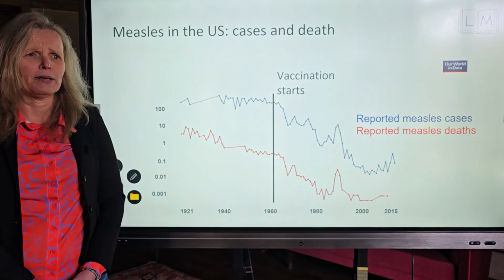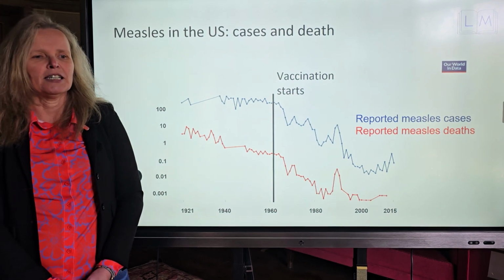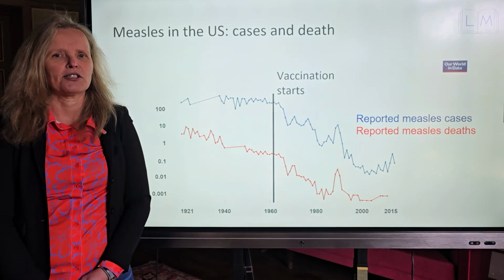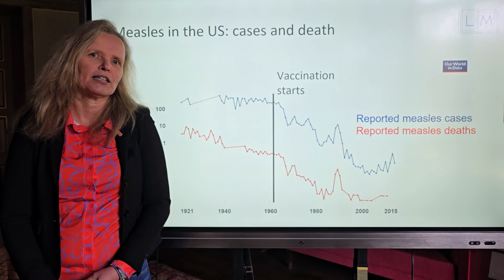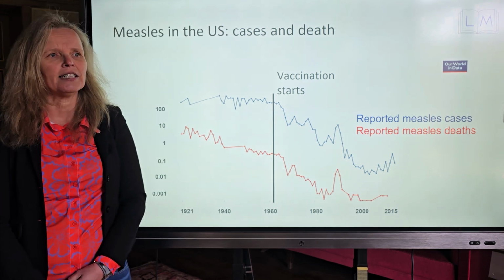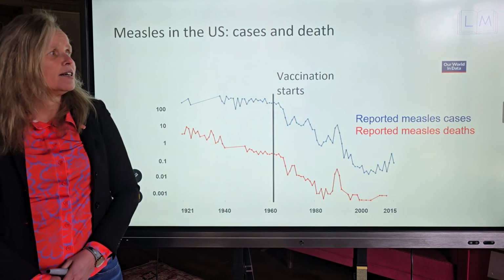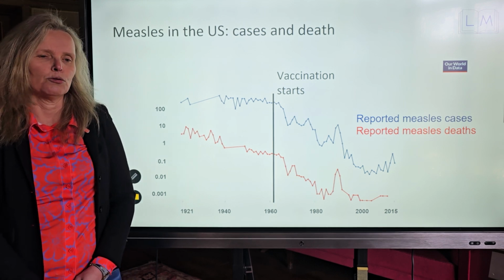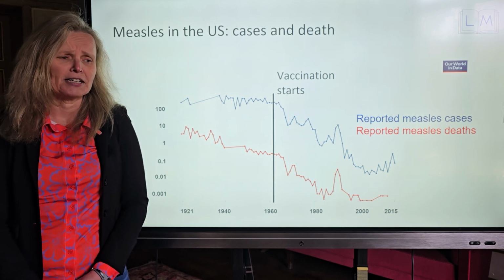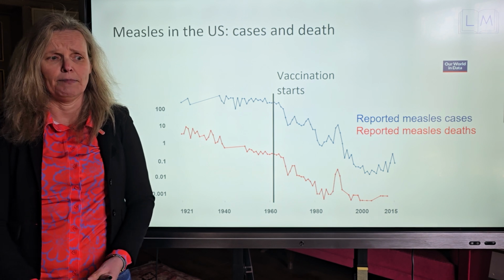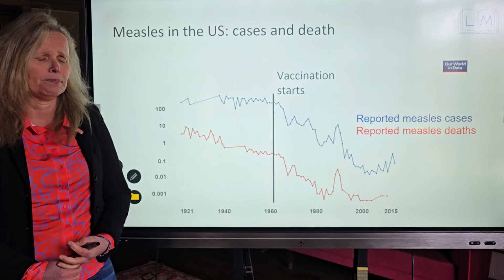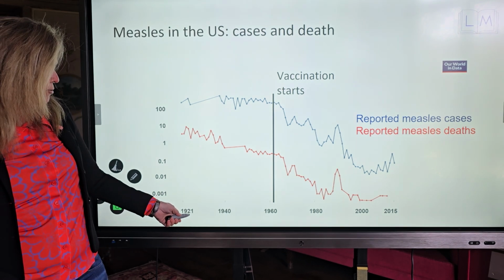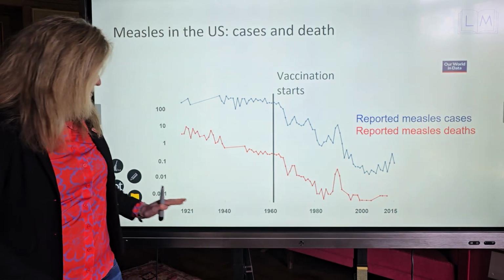I would like to talk about data today, and I'll do it using measles in the US. Measles, both cases and death. I have this graph coming from Our World in Data, a source that leverages US data from the Center for Disease Control and the American census. It's historical data from 1921 to 2015, so over time.